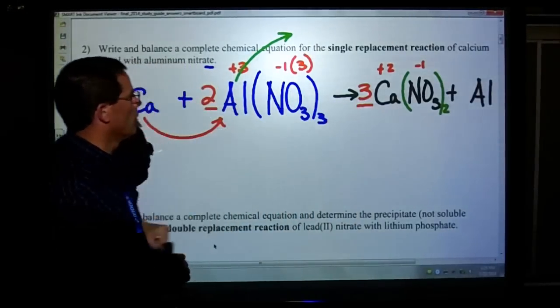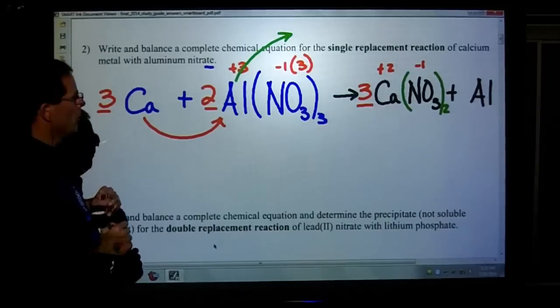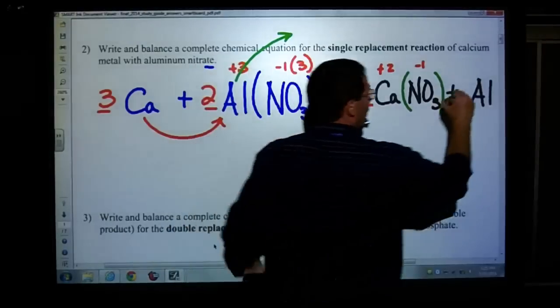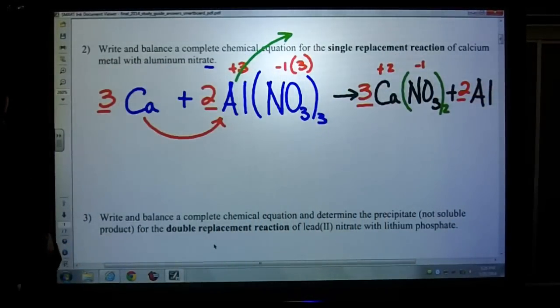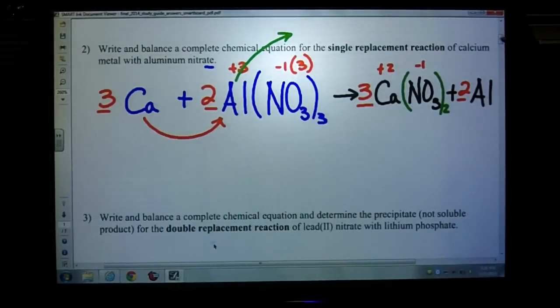I have 3 calcium on the right, therefore I need to put a 3 in front of the calcium there. Now the last thing I need to do is balance my aluminum. I have 2 here, put a 2 there, and I am now balanced. Okay? All right, number 2. Let's look at number 3.